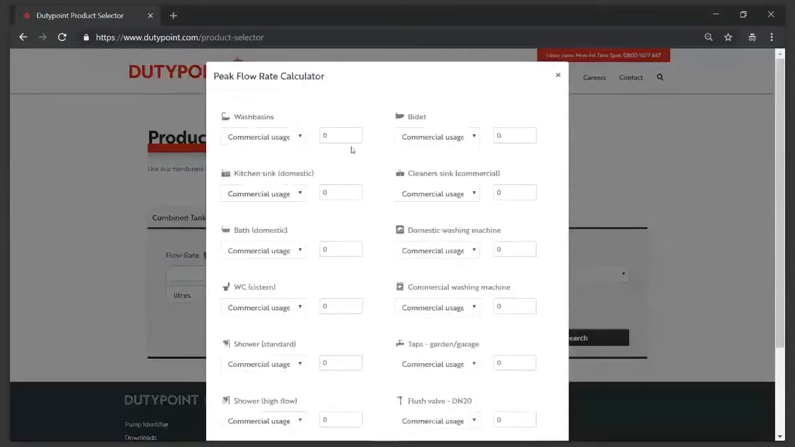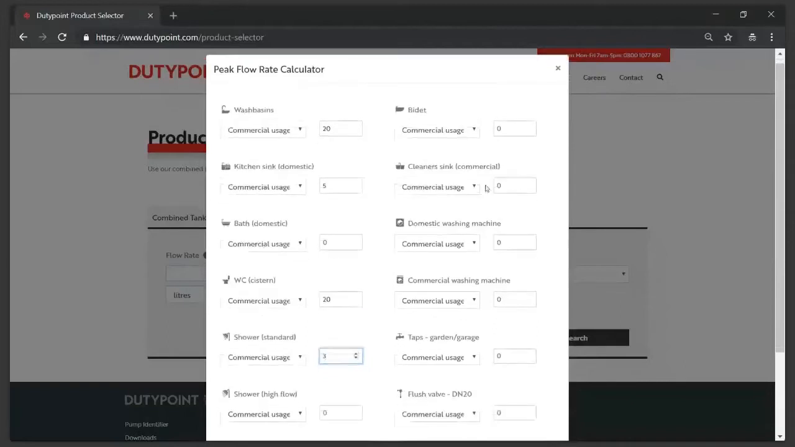a primary school where we've got a certain set of criteria. So wash basins to start with, there are 20, 5 kitchen sinks, 20 toilets, probably no baths in a primary school. Let's say 3 standard showers, 10 urinals there would be 10, roughly.